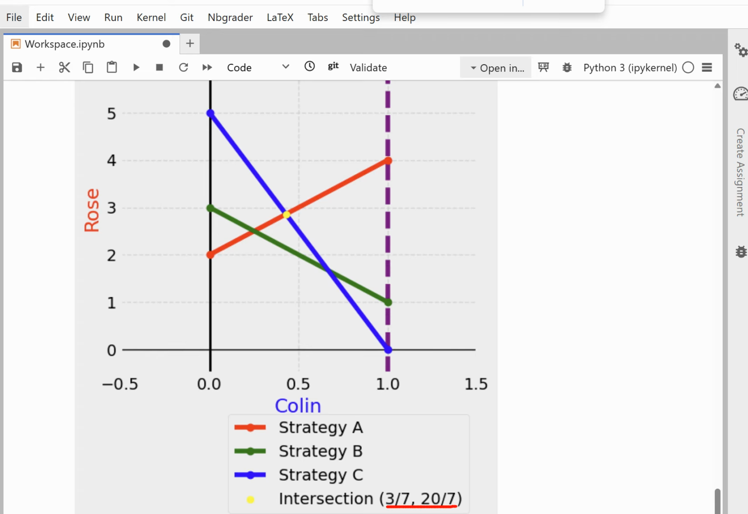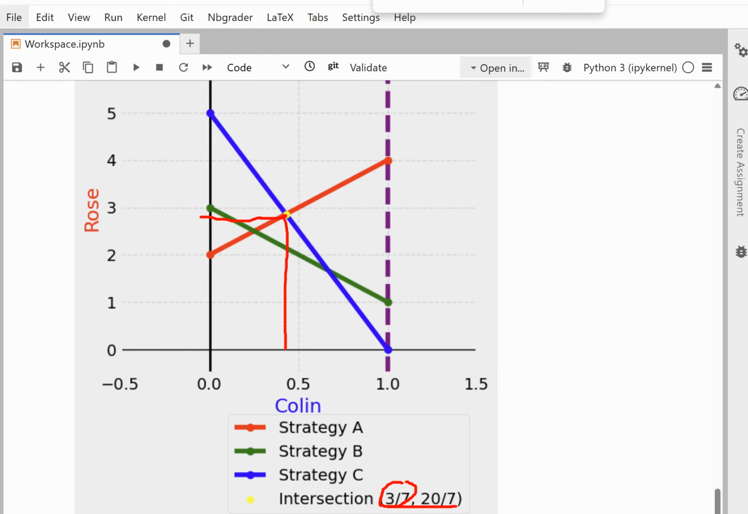So what do we know? We know Colin wants to play 3/7 B, so he's going to play 4/7 A, 3/7 B. And the value of the game is going to be 20/7, which is 2 6/7, right? And that is the y value of that point.